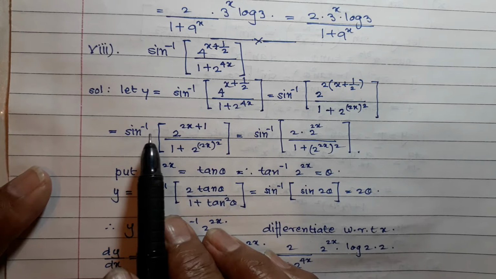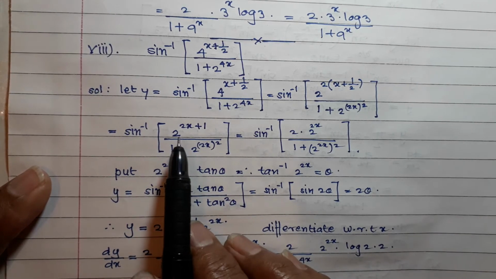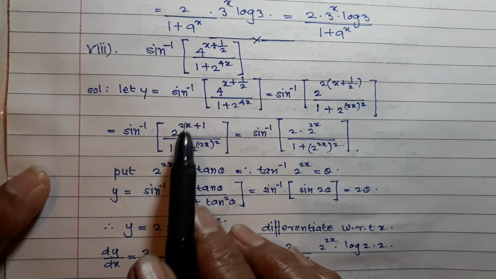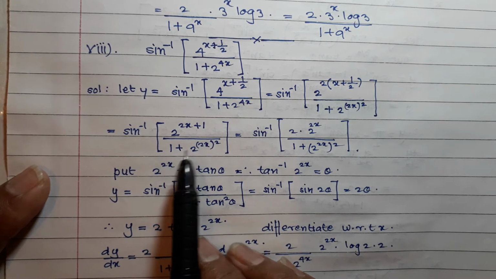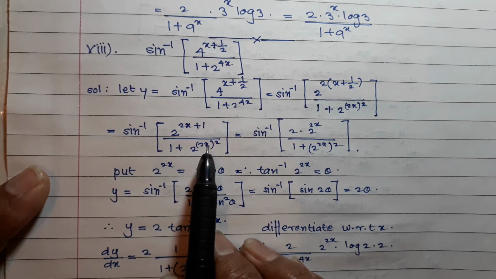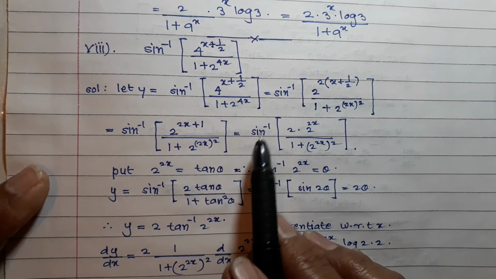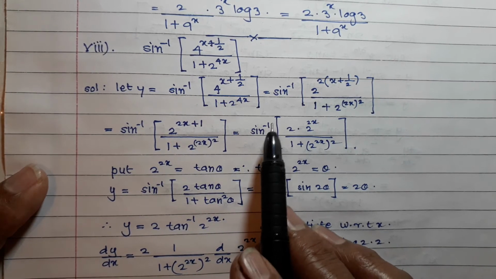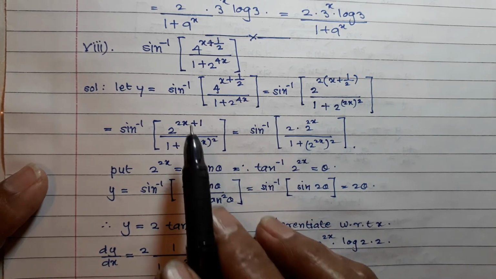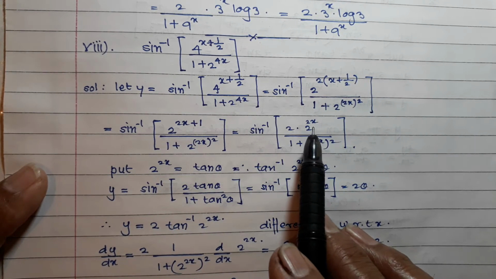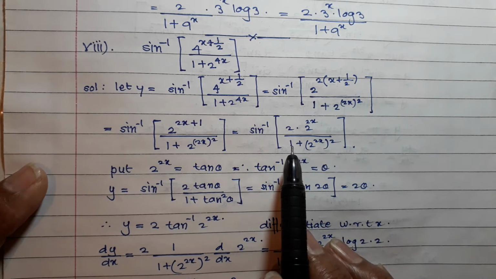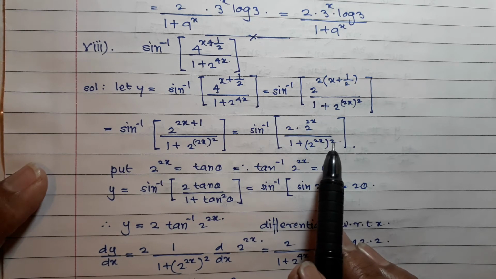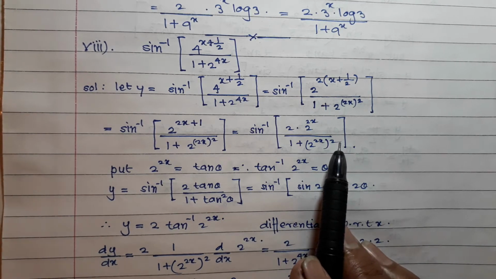Now therefore sine inverse of 2, this I simplify, 2 raised to (2x plus 1) upon 1 plus (2 raised to 2x) square. And therefore y is equal to sine inverse of 2 into 2 raised to 2x upon 1 plus (2 raised to 2x) square.